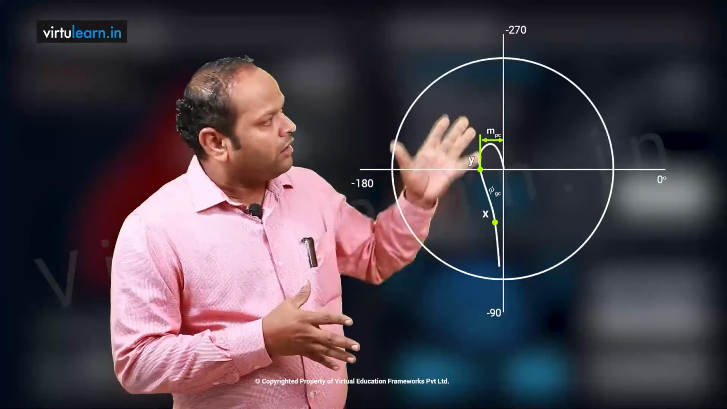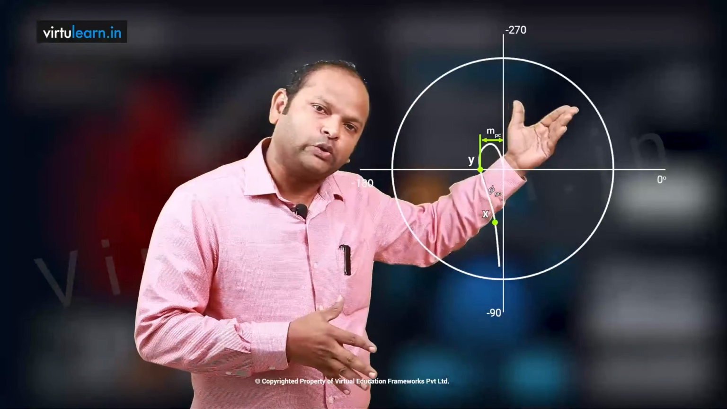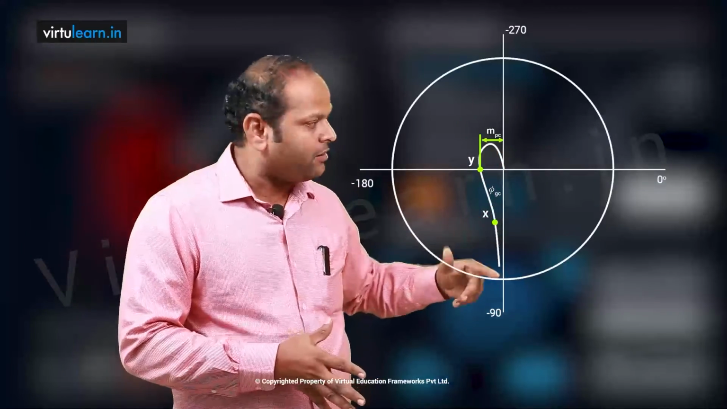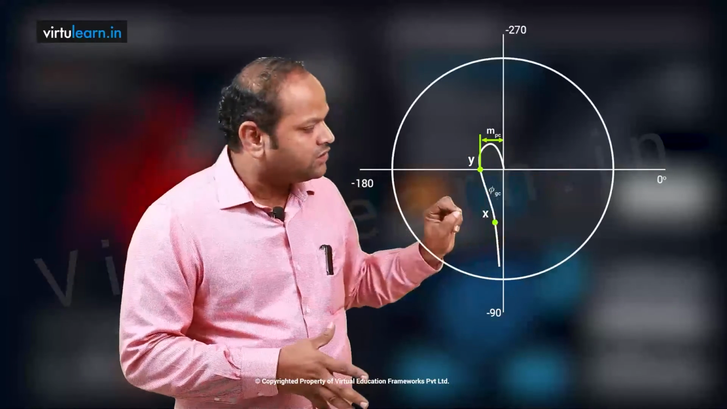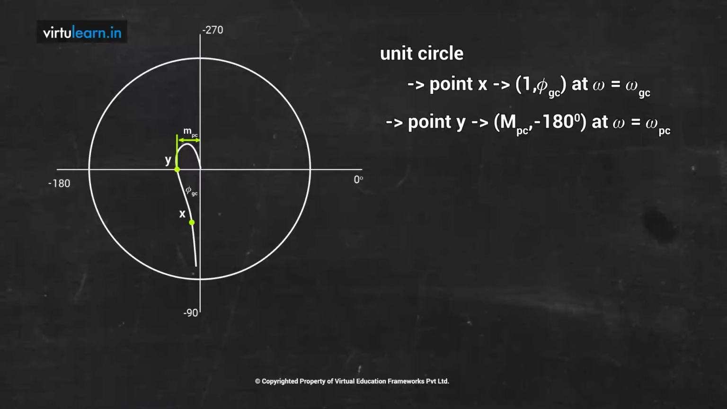We can easily get that from the magnitude and phase plot. Here also we can obtain it using the unit circle. So this is phi gc, and 1 comma phi gc is the coordinate of point x. What is point y? At point y, the phase angle is minus 180 degrees because it intersects the minus 180 degrees line. What is the magnitude? I measure the magnitude from the origin, that is MPC, which stands for the magnitude of GH of j omega at omega pc.